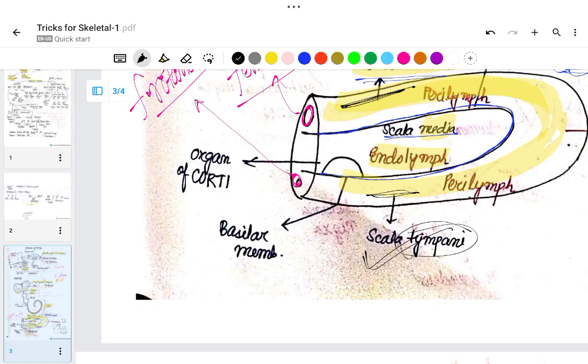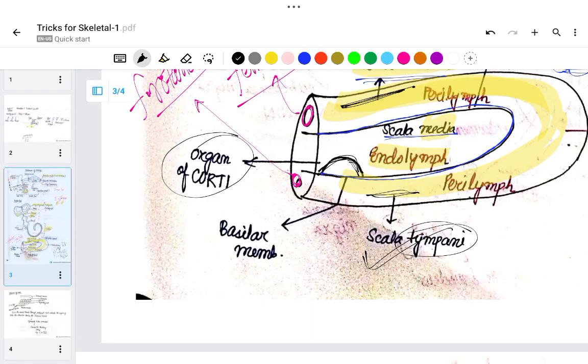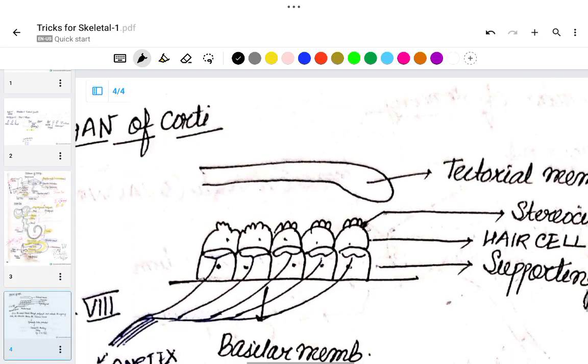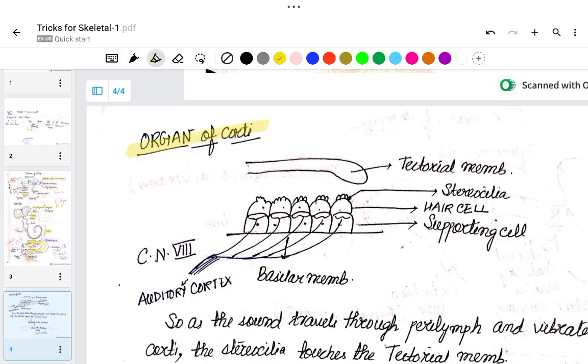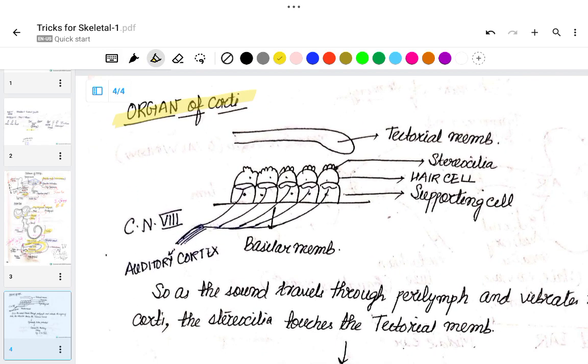This is the basilar membrane. This structure inside is the organ of Corti. Now let's come to the organ of Corti. NCERT has written a line about the organ of Corti. We are taking a section of the organ of Corti.